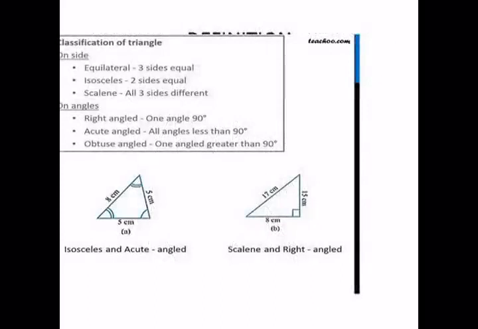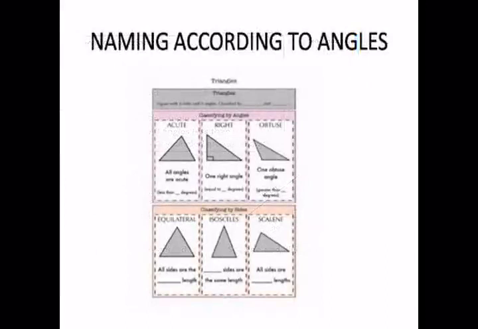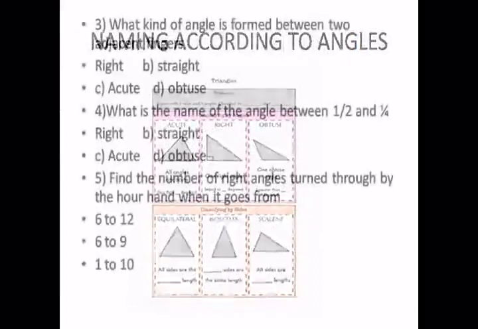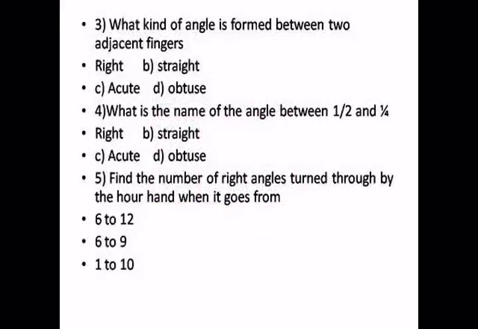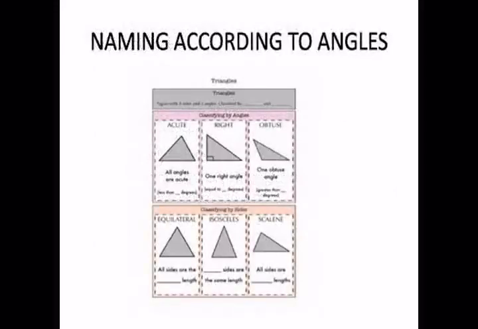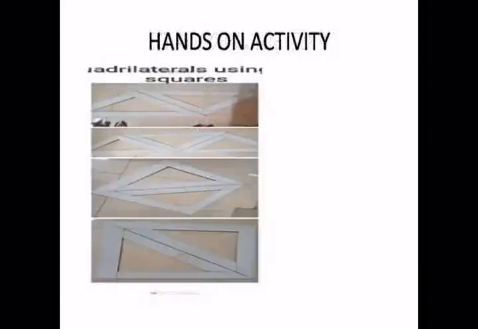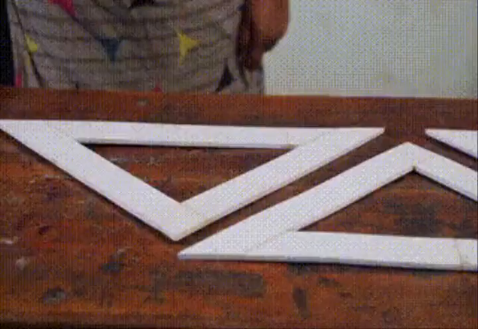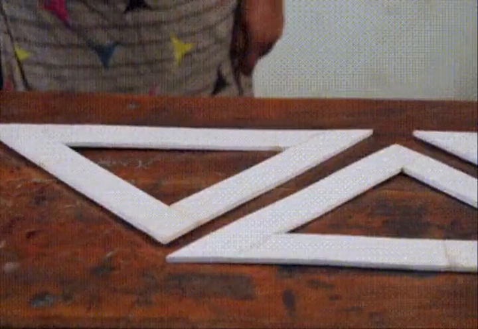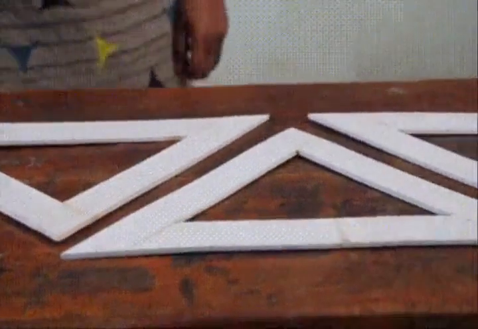And similarly, according to angles, we can name. If all 3 angles of a triangle are acute, it is an acute angled triangle. So if you measure these 3 angles, each will be less than 90 degree. We can name it as acute angled triangle. Now here, in a triangle, one line is perpendicular. That means one angle is 90 degree. The other 2 are acute angles. So its name is right angled triangle.